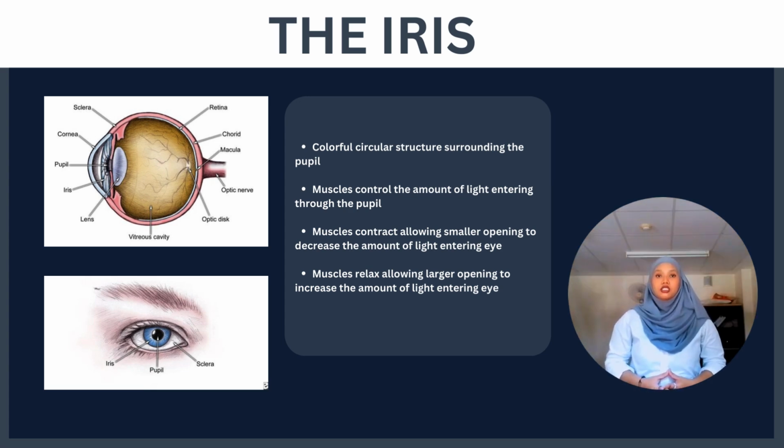The iris is the colored circular part of the eye that surrounds the black opening in the center, called the pupil. It acts like a diaphragm in a camera, controlling the amount of light entering the eye by adjusting the size of the pupil. Muscles within the iris contract to constrict the pupil in bright light and relax to dilate the pupil in dim light. This way, your eye can adjust to different lighting conditions and ensure you have good vision.